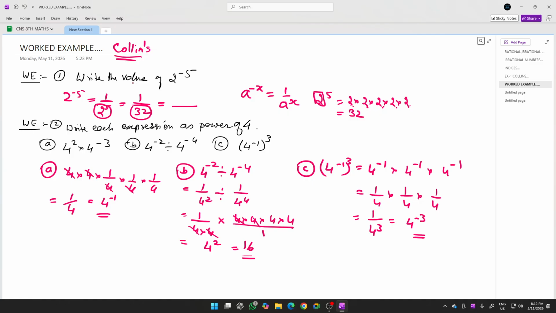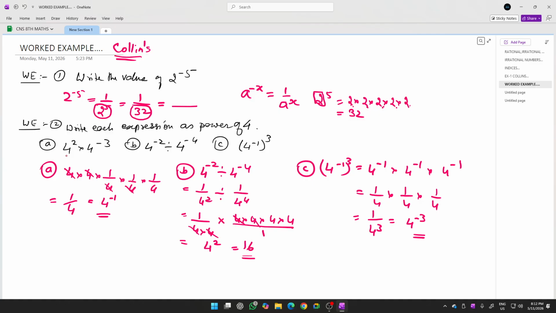Worked example number 1. So what we did in this example, a number was given in the exponential form or the indices form, and we were asked to write the value of this 2 raised to minus 5. So when they ask you to write the value, what you have to do is remove this indices form, the base and the index, so you have to basically work it out. So 1 upon 32 is the value of 2 raised to minus 5. Is that clear? Now worked example 2 is: write each expression as a power of 4.